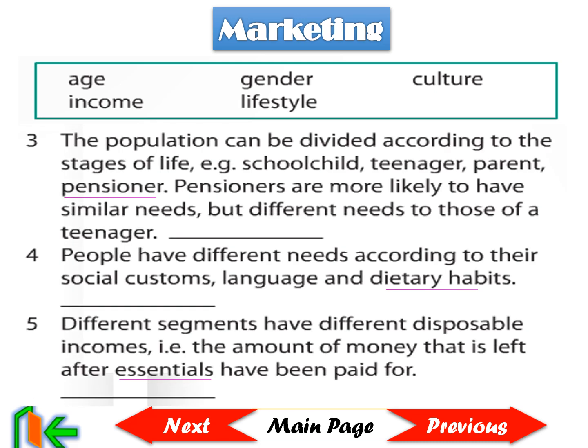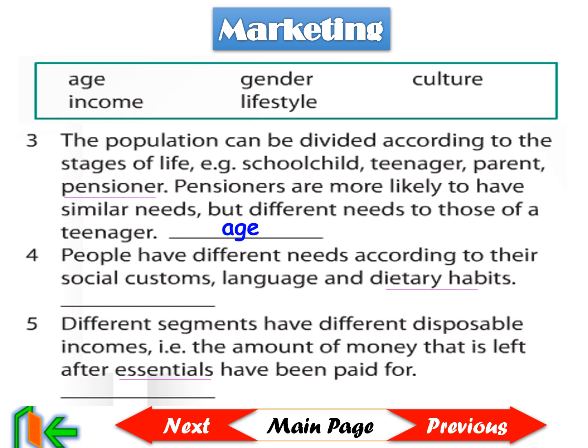Then number 3: the population can be divided according to the stages of life: school child, teenager, parent, pensioner. Of course, a pensioner is someone who is retired, who stopped working, and he receives a pension from his country. So pensioners are more likely to have similar needs, but different needs to those of a teenager. Every age group has different needs. So a school child has different needs from a teenager, from a parent, or from a pensioner. Of course, we are referring here to age.